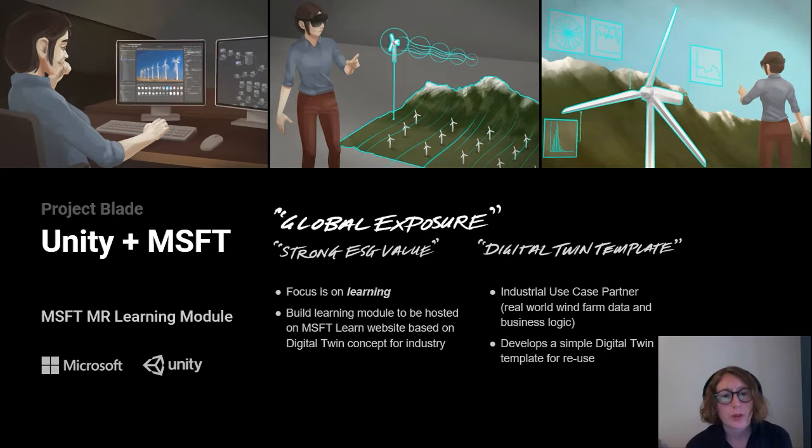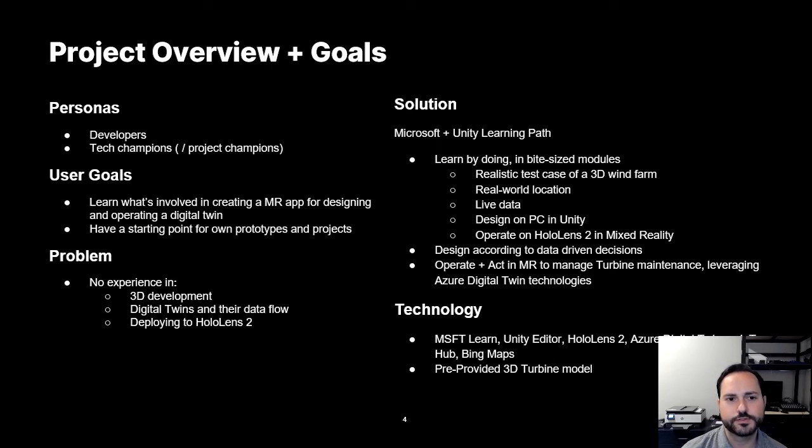This project was a partnership between Unity and Microsoft to create a dedicated mixed reality learning path on the MS Learn site, which was concerned with digital twins for industry. By utilizing an industrial use case partner who provided real-world wind farm data and business logic, we created a reusable digital twin template. I would like to go now into a detailed overview of the project and its goals.